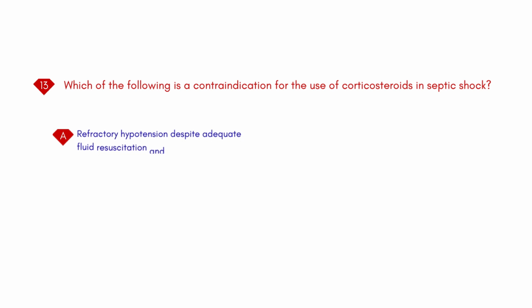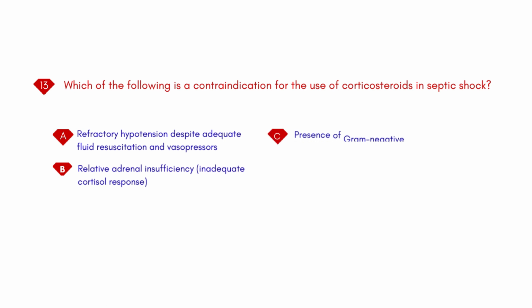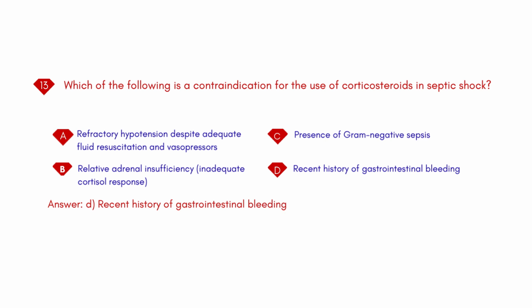Which of the following is a contraindication for the use of corticosteroids in septic shock? A. Refractory hypotension despite adequate fluid resuscitation and vasopressors. B. Relative adrenal insufficiency, inadequate cortisol response. C. Presence of gram-negative sepsis. D. Recent history of gastrointestinal bleeding. Answer: D. Recent history of gastrointestinal bleeding.